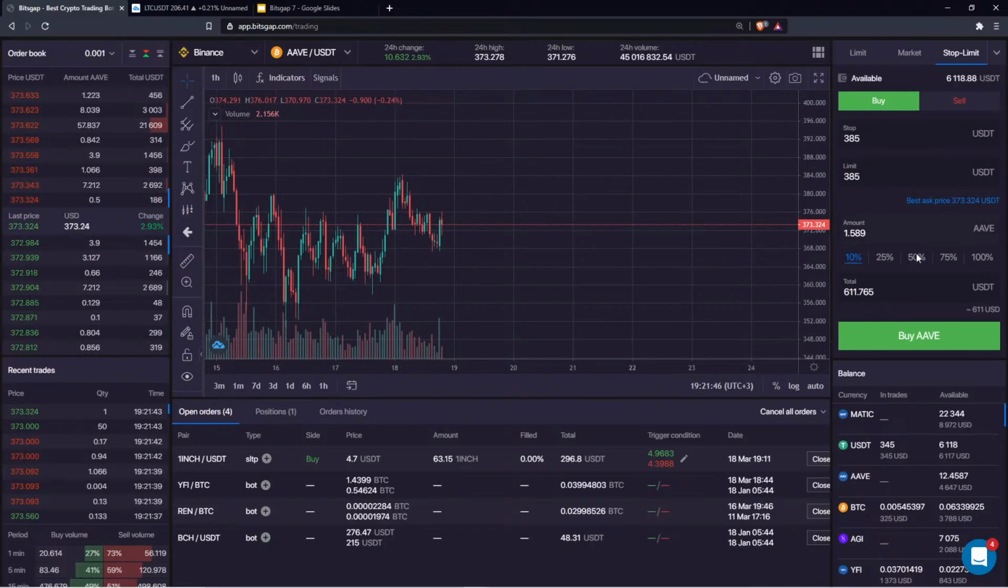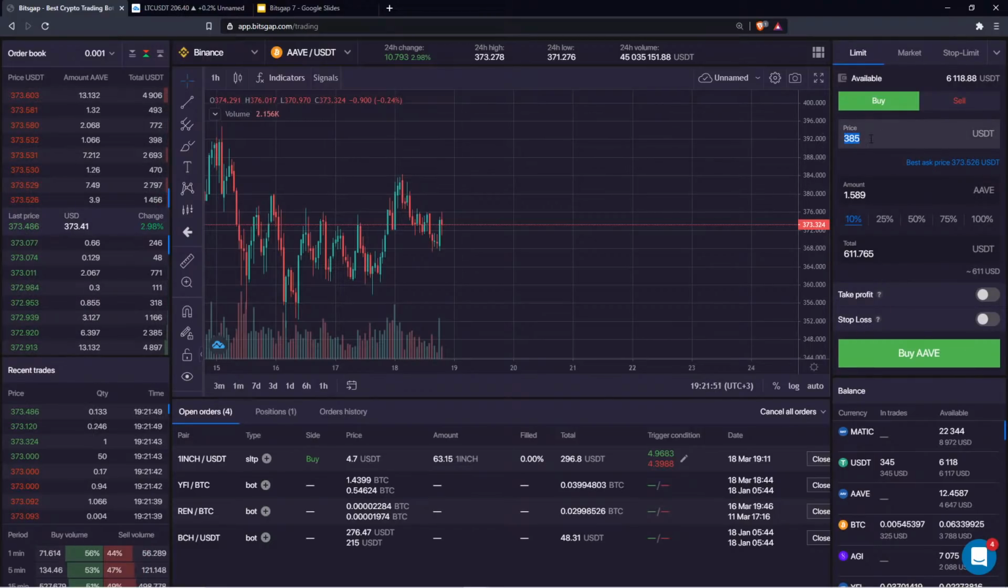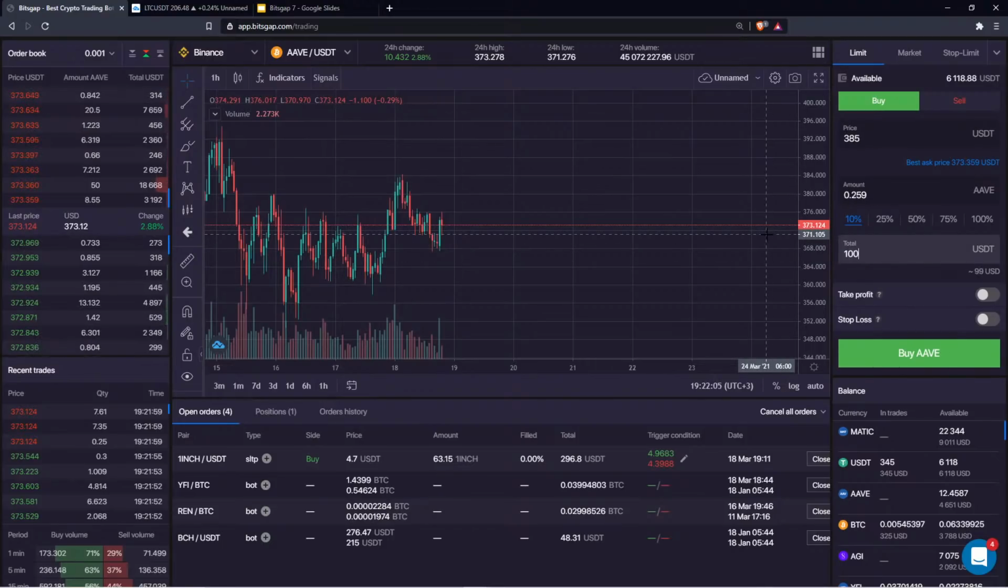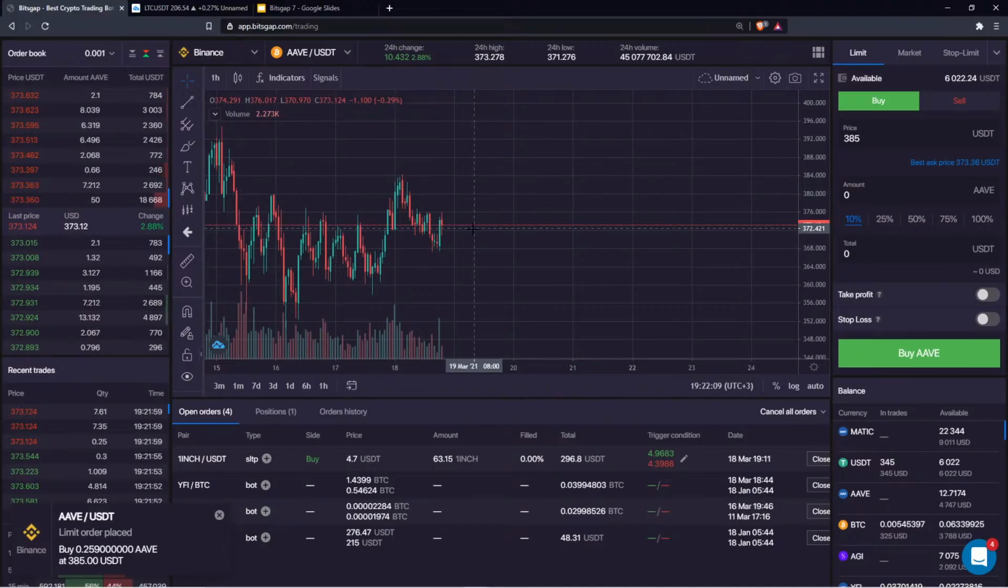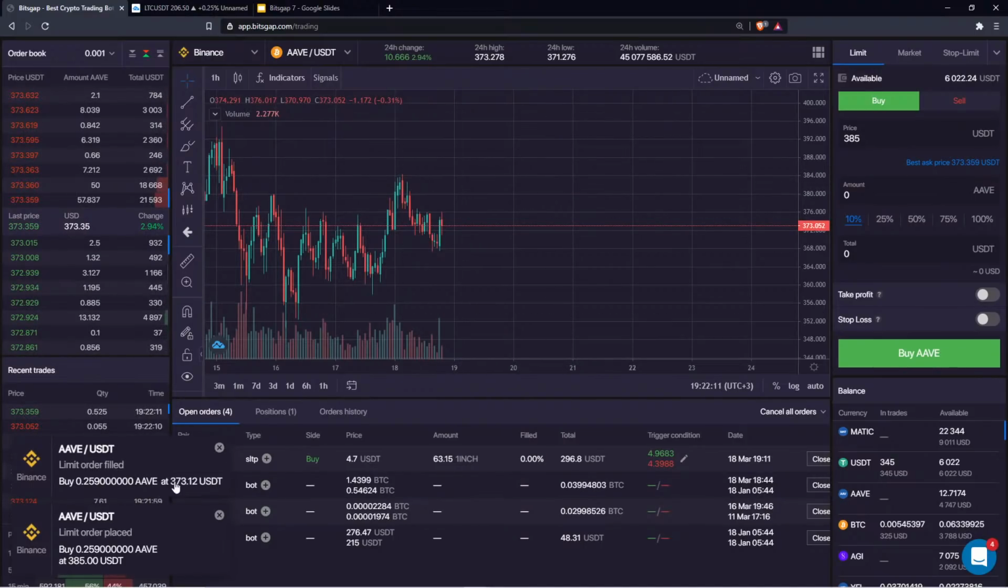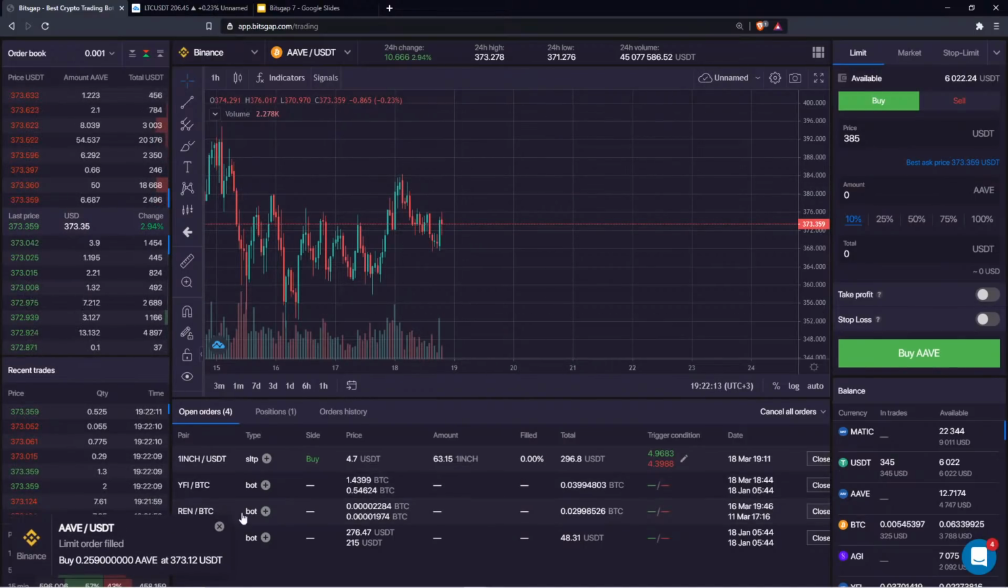If you would set your simple limit at the price of 385, which is higher than the current price, it won't wait for the price to reach 385. It would instantly execute the trade at the current price. Let me show you the example with 100 of it. You see, it placed it, but it executed it at the current price, 373. That's what happened.